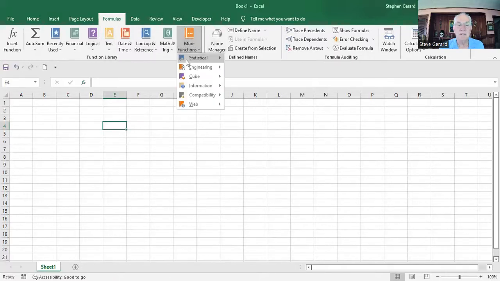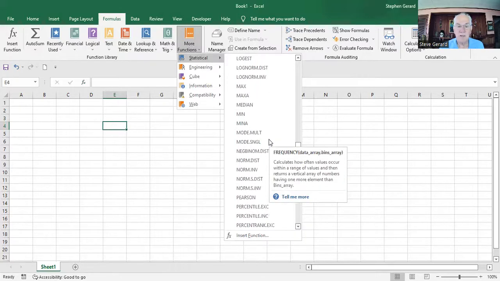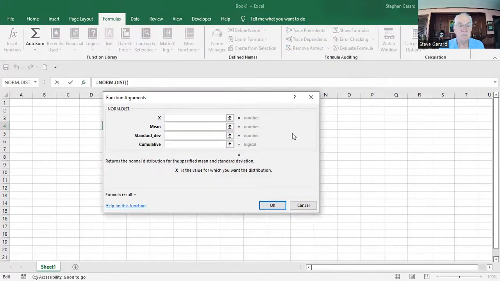First of all, where do you get these things? Pull down. What I want to use is NORM.DIST. What's the probability? Let me start with the second one first. The probability of scoring exactly 90. So the X would be 90. The mean is 100. Standard deviation is 10. That's correct. Let me go back and double check that.